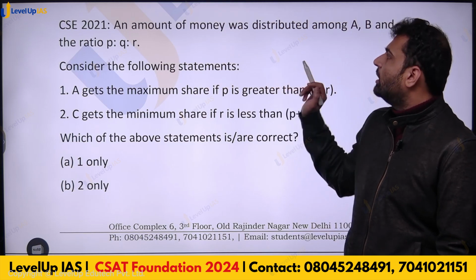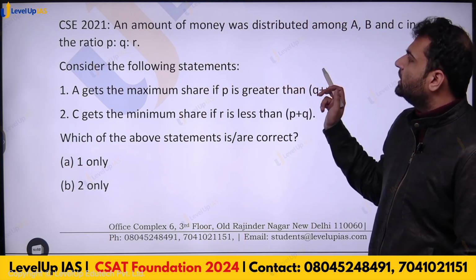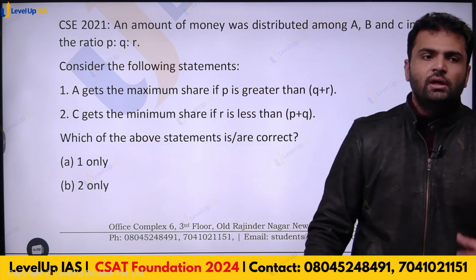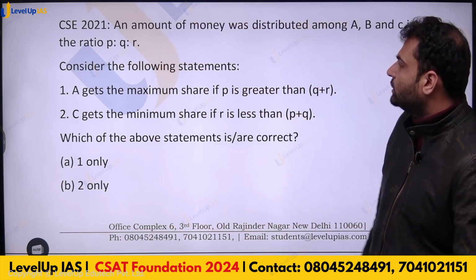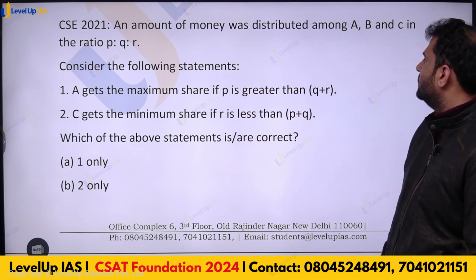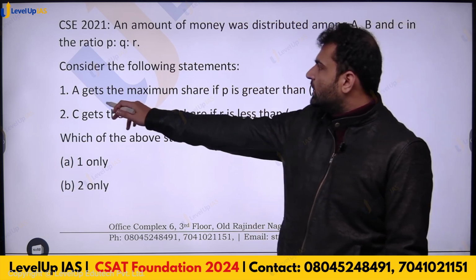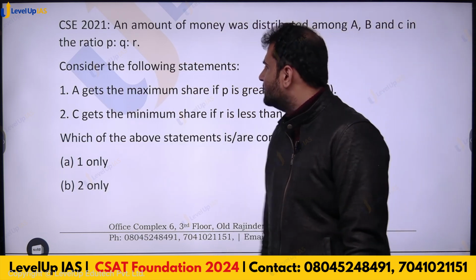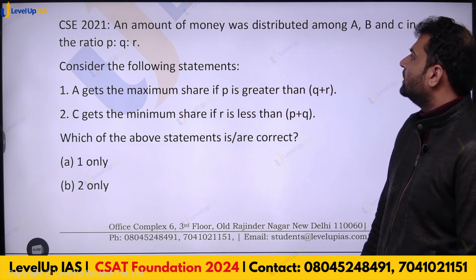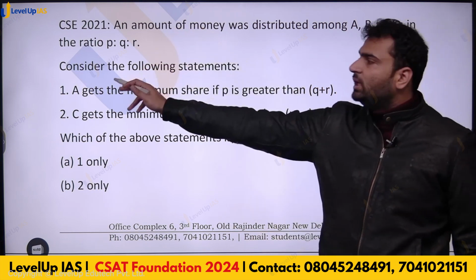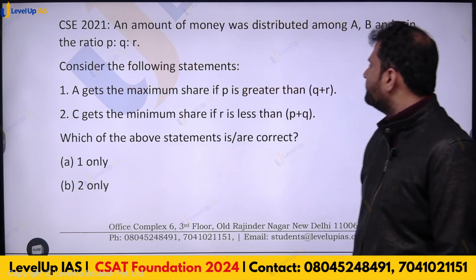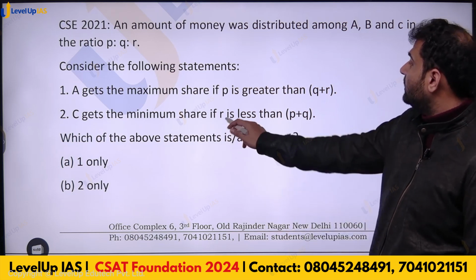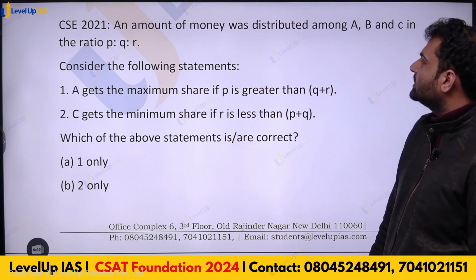Next question, an amount of money was distributed among A, B and C and the ratio of distribution is P is to Q is to R. So if A gets P, B gets Q and C gets R. In that ratio their distribution is there. Okay. Consider the following statements. Only this much information we have. Statement 1, A gets the maximum share if P is greater than Q plus R. What do we mean by this? This is the ratio. Statement 2, C gets minimum share if R is less than P plus Q.